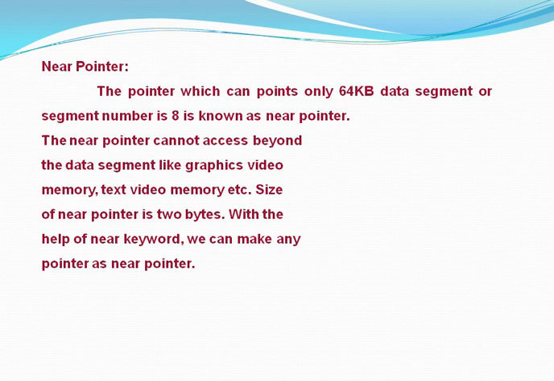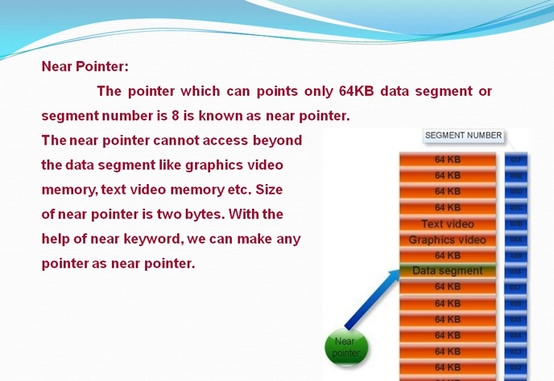So what is the near pointer? The pointer which can point only to a 64 KB data segment, for example segment number 8, is known as a near pointer. The near pointer cannot access beyond the data segment, like graphics video memory, text video memory, etc. The size of a near pointer is 2 bytes. With the help of the near keyword, we can make any pointer a near pointer. For example, you can see segment number 8 is known as the data segment. Fine.